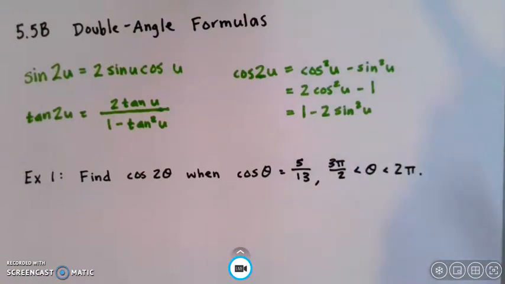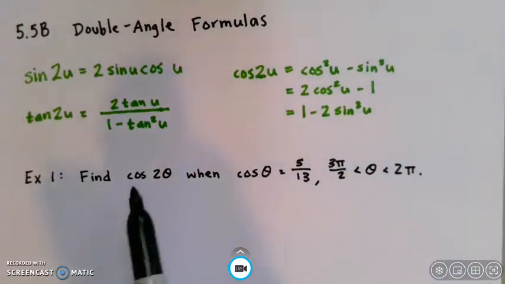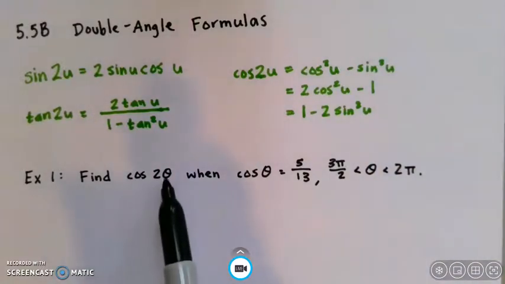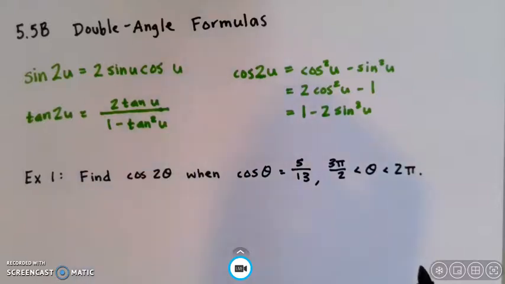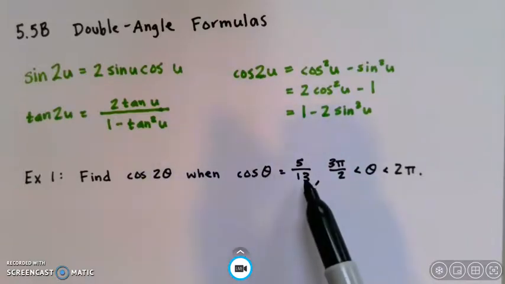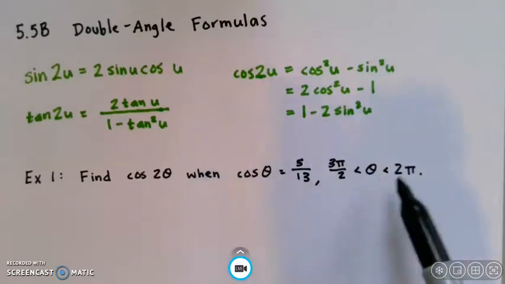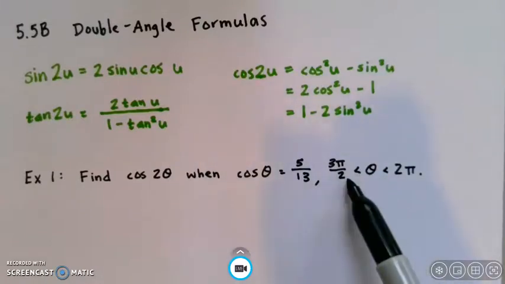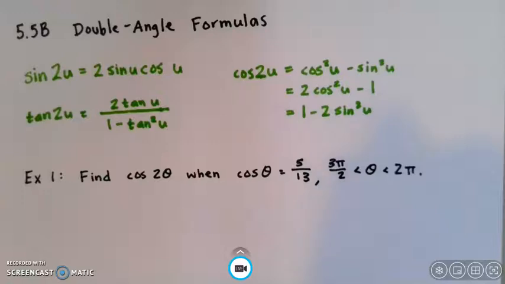And sometimes one is more convenient than the other because of the information that you might have. So let's go ahead and take a look at our first example. We want to find cosine of 2 times some unknown angle. And all we know about that angle is that cosine of that angle, not twice the angle, but just the regular angle, is equal to 5 over 13. And we also know that the angle is between 3 pi over 2 and 2 pi. So we'll be able to figure out what quadrant we're in.